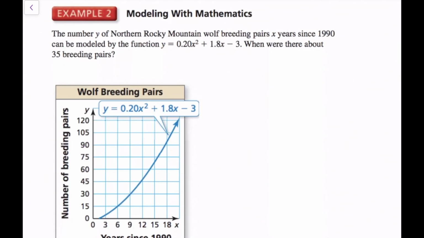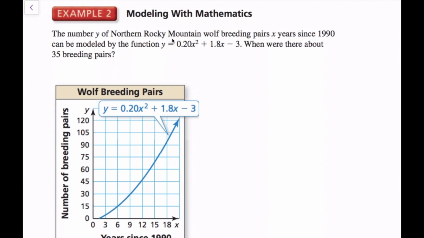All right, so for this example, we have the number y of northern Rocky Mountain wolf breeding pairs x years since 1990 can be modeled by the function y equals 0.20x squared plus 1.8x minus 3. When were there about 35 breeding pairs? So if we look, y is the amount of breeding pairs, okay, northern Rocky Mountain wolf breeding pairs. And x is the number of years. So we're solving for x here, okay?